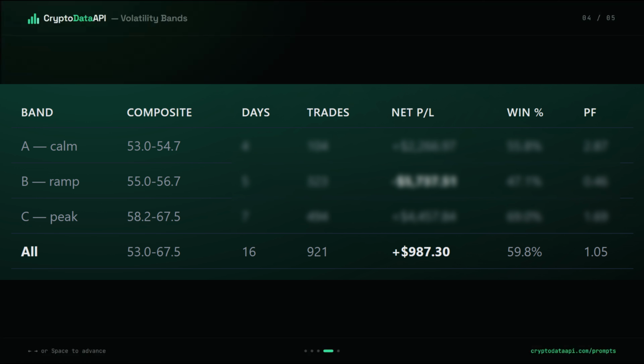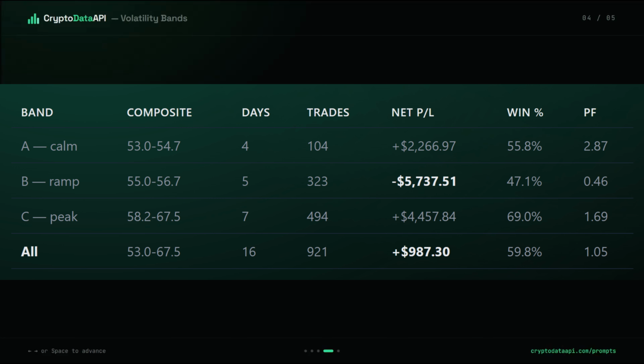So it's not amazing stats, but at least it made profit. So now watch what happens when I split the trading backtest results by volatility band. You can see that the calm band with a composite stress score of under 55 made $2,226 across 104 trades.